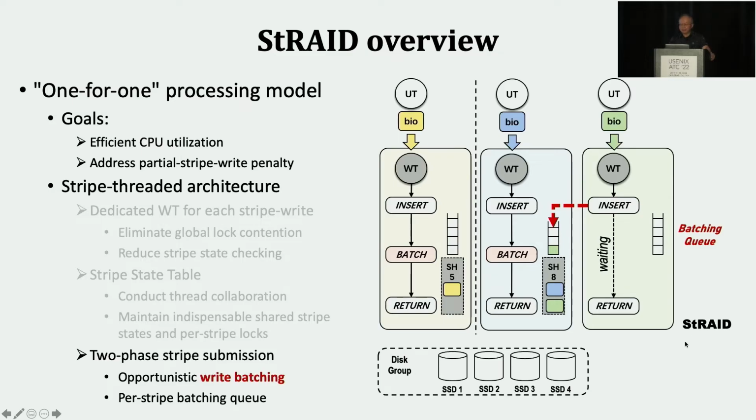So in StRAID, a write triggers a dedicated worker thread to immediately and exclusively handle the corresponding stripe write, which does not address the costly partial write penalty, our second goal. So to optimize the partial writes, StRAID presents a two-phase stripe submission mechanism. It optimistically aggregates writes belonging to the same stripe by enabling a batching queue in each worker thread.